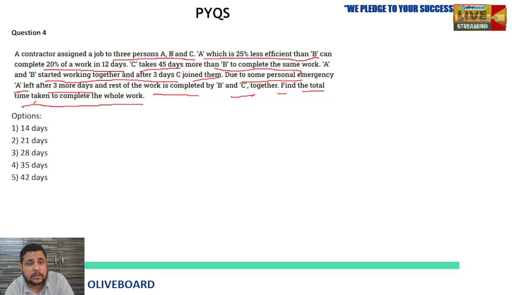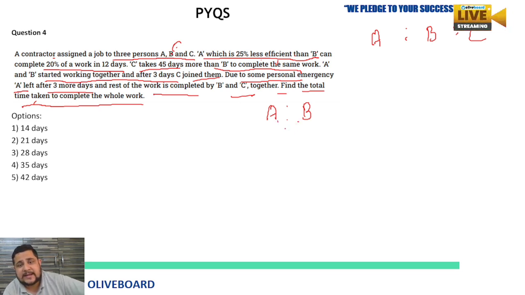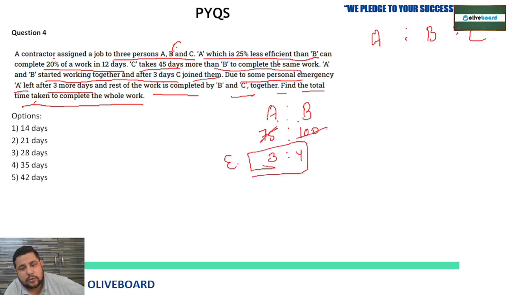And they have talked about 3 persons. A contractor assigned a job to 3 persons A, B, C. Now they are telling us that A is 25% less efficient than B. So A is less efficient than B. If B's efficiency is 100, then A's efficiency will be what? 25% less, means 75%. So by this you can easily get the ratio 3 is to 4. So the efficiency ratio of A and B would be 3 is to 4. So their time ratio would be what? Just the reverse of that, means 4 is to 3.